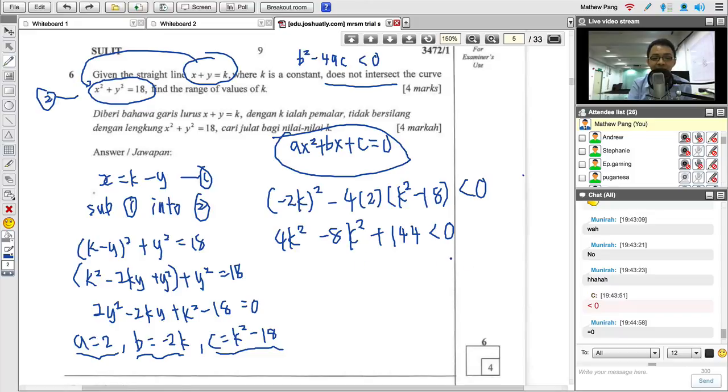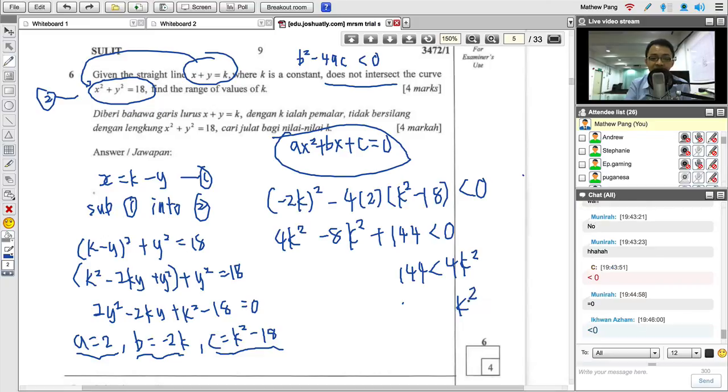So 4k square will equal 144. So divide by 4, we will get 36. So k square will be less than 36. So from here, if k square is less than 36, we know actually, it is bigger. So k will be bigger than positive negative 6.